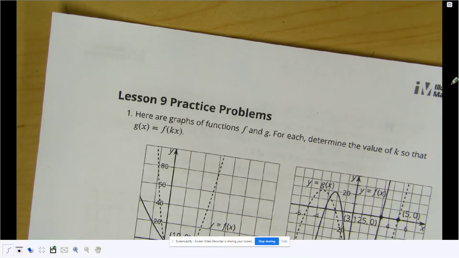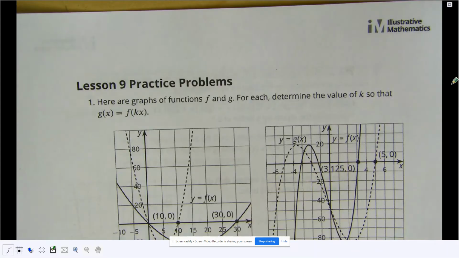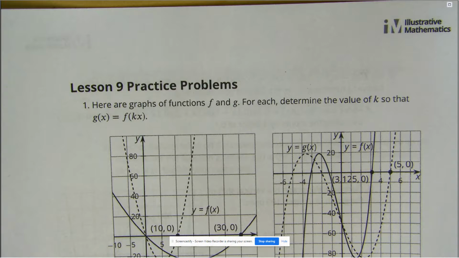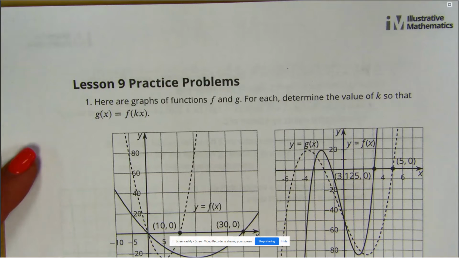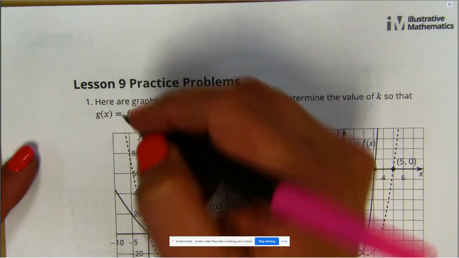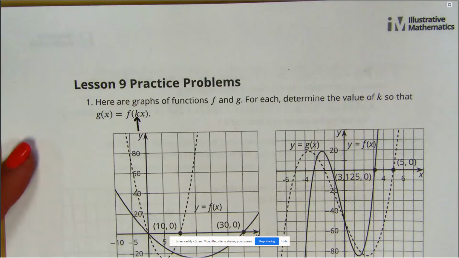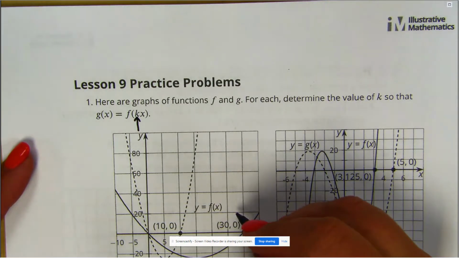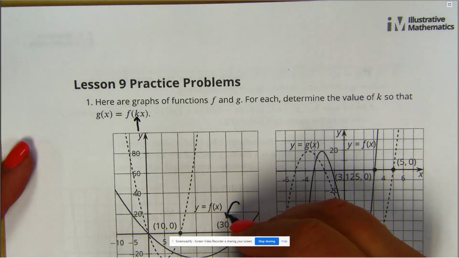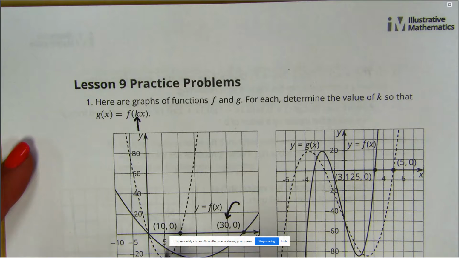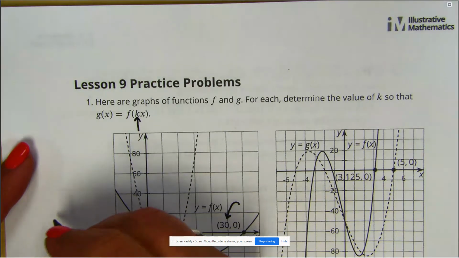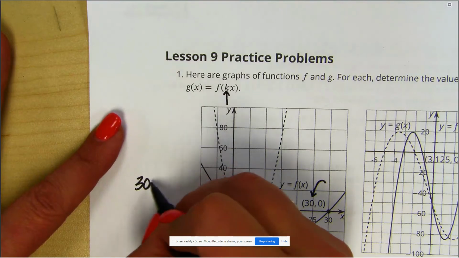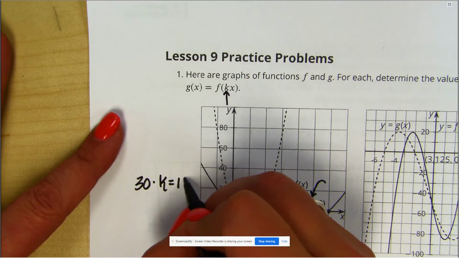Hi everybody, it's Miss Austin and I'm going to be doing the Unit 5 Lesson 9 practice problems. We're talking about scaling the input, which is a horizontal scaling. All of these functions, we just need to figure out what the scale factor is right here. And to do so, we're going to figure out what scale factor was multiplied by this new input to get the original 10. So in essence, 30 times what number gave 10?